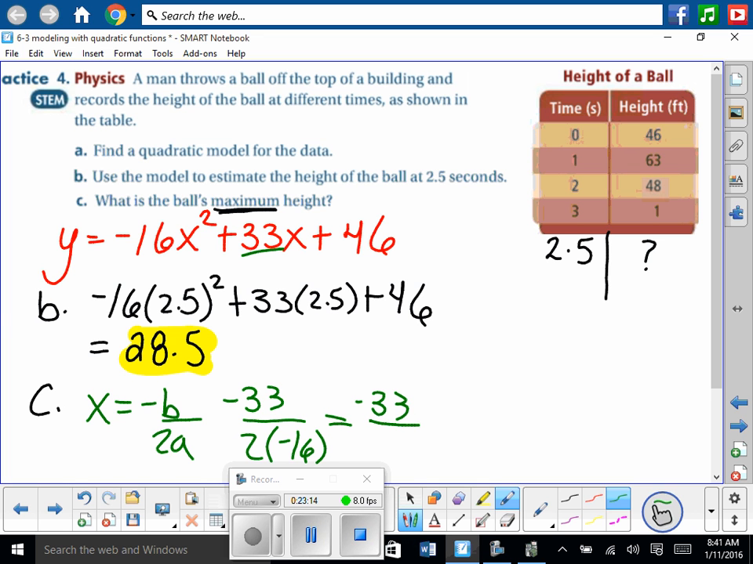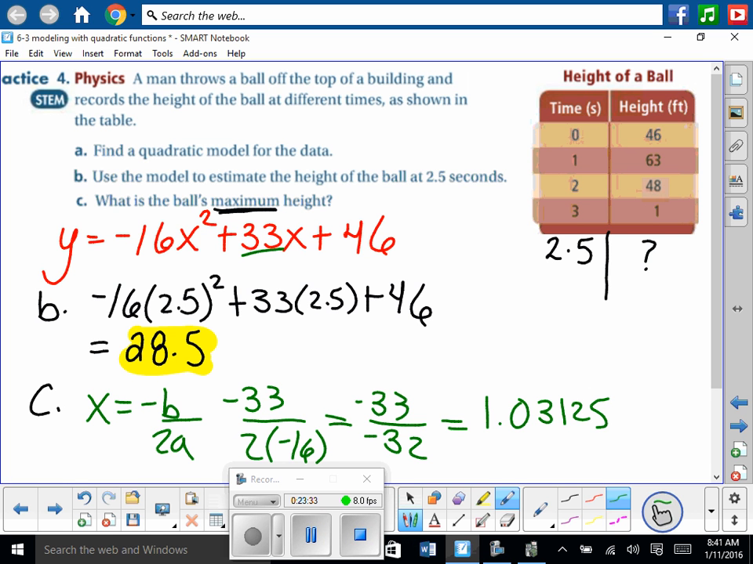Negative 33 divided by negative 32. What do you get? 1.03125. Awesome. So that's our x value, right? So we'll plug that into our equation to find the y value.